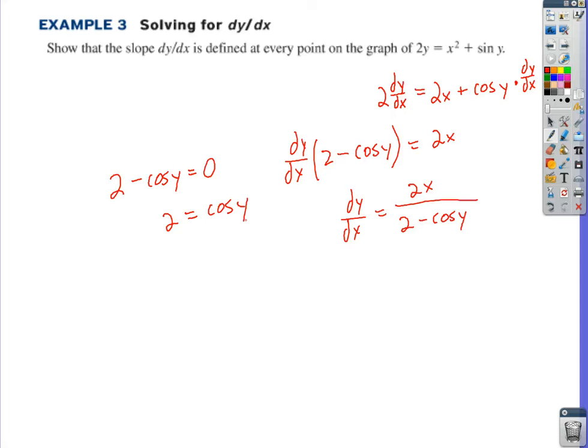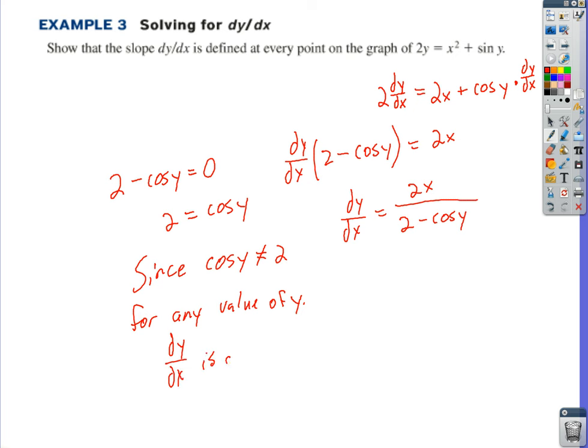And since cosine of y will never equal 2, for any value of y, dy/dx is defined everywhere. Okay? That's the justification for it.